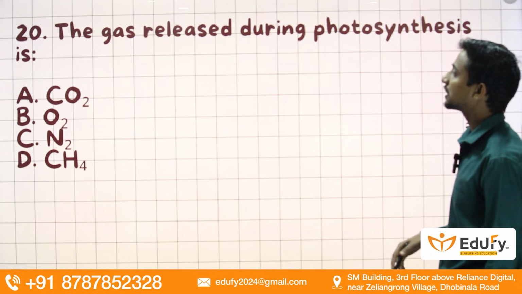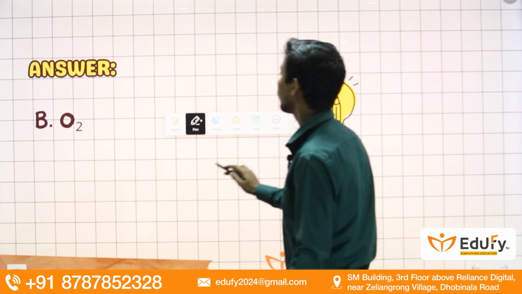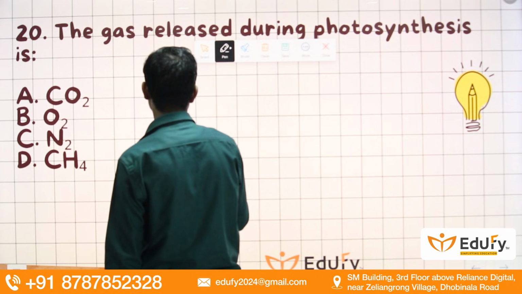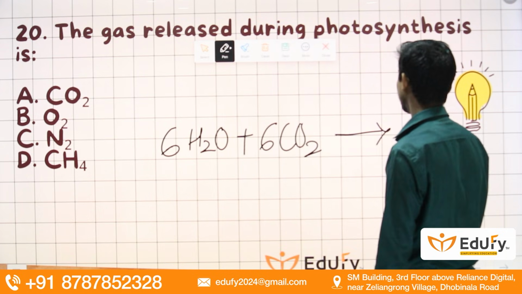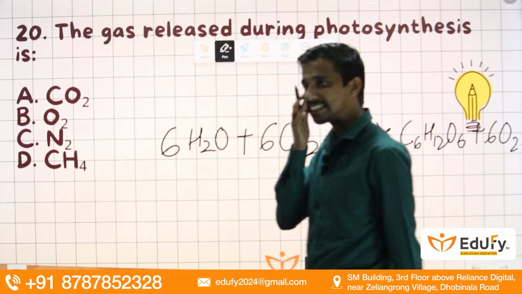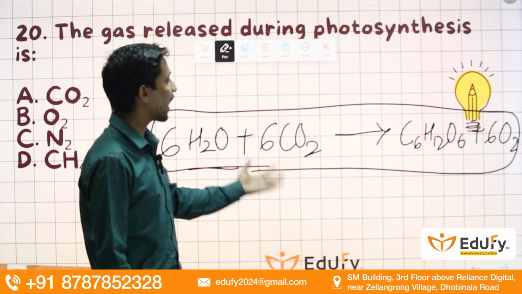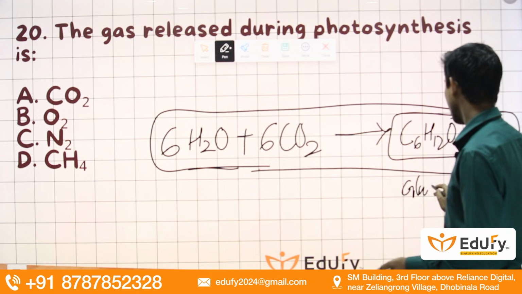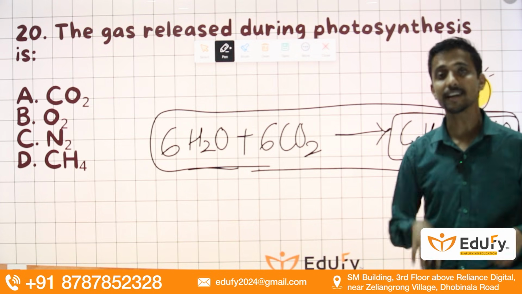Then we move towards the next question, the gas released during photosynthesis. So guys, the gas released during photosynthesis will be oxygen, and that gas is being utilized by the animal world. In general, we have 6 molecules of water plus 6 CO2 that goes to C6H12O6 plus 6O2. This is the equation of photosynthesis, where water and carbon dioxide react in the presence of sunlight and are converted into C6H12O6, that is glucose, the food of a plant, and it also releases oxygen. That oxygen is being utilized by the living world.